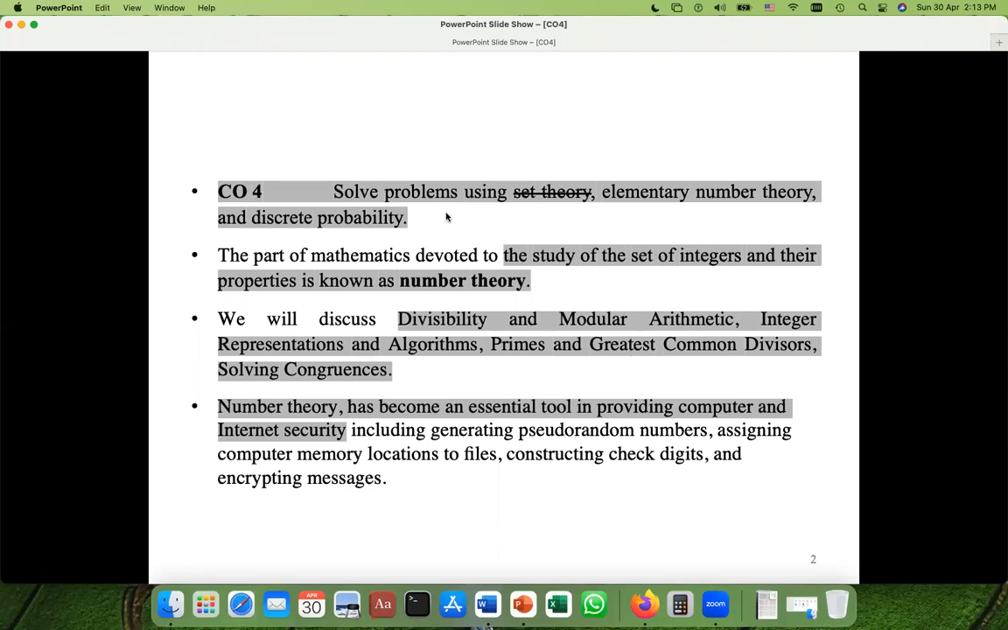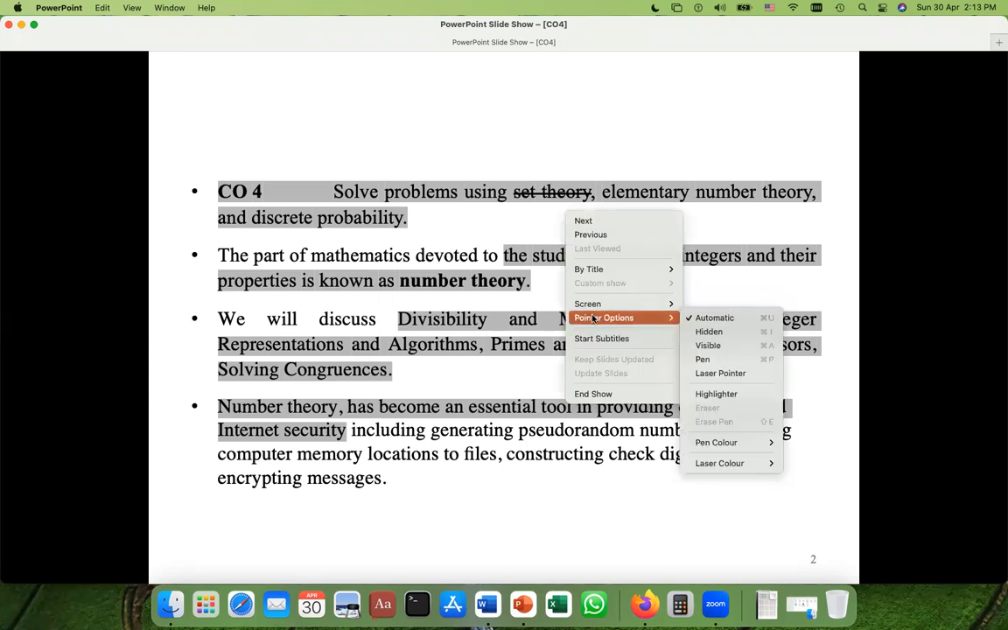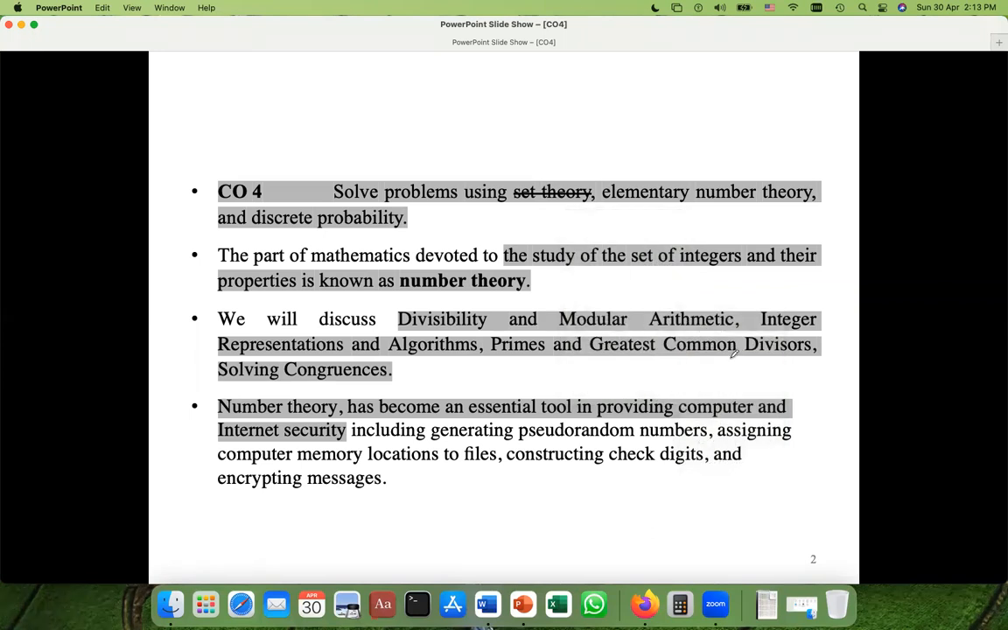Okay, let's start with this topic of CO4. This CO4 is about set theory, elementary number theory, and discrete probability. I have underlined set theory because we have already seen something related to sets, so we will not touch it again.